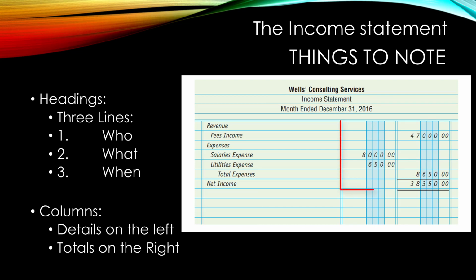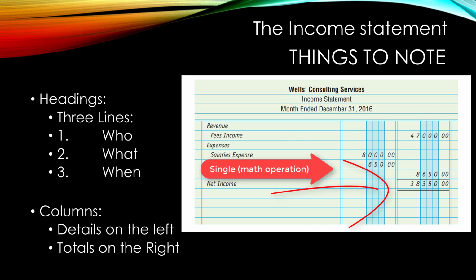The details go in the left and the totals go on the right. Some other things you may want to notice are sometimes single underlines are used and sometimes double underlines are used. The single underlines are to let the user know that a mathematical operation is being performed.